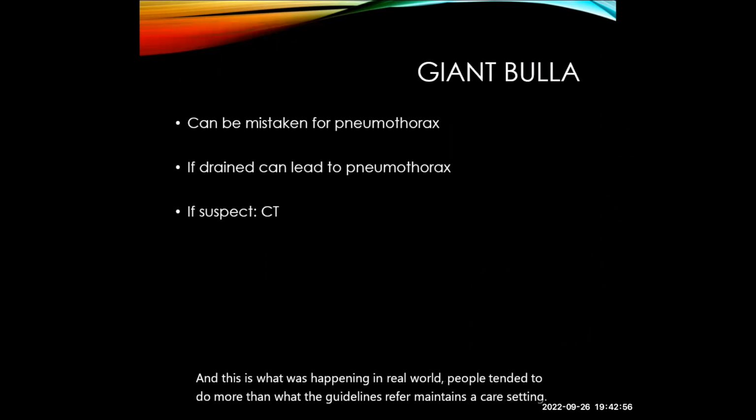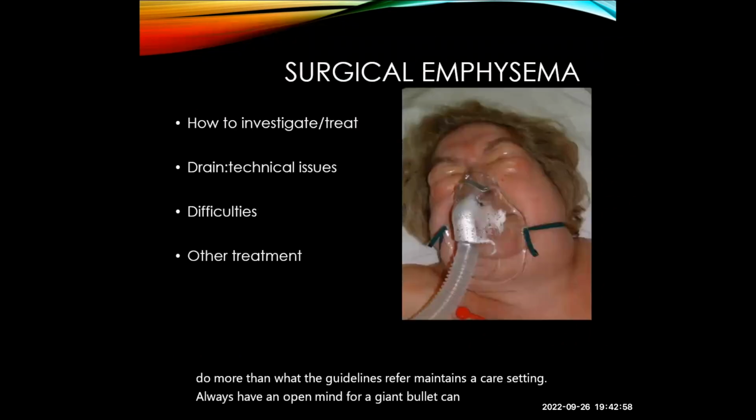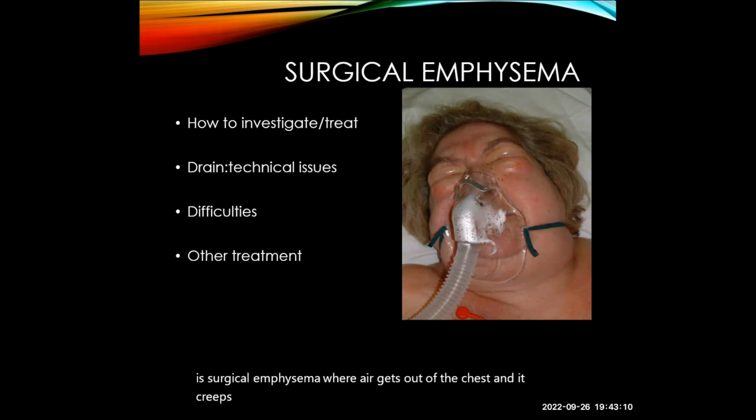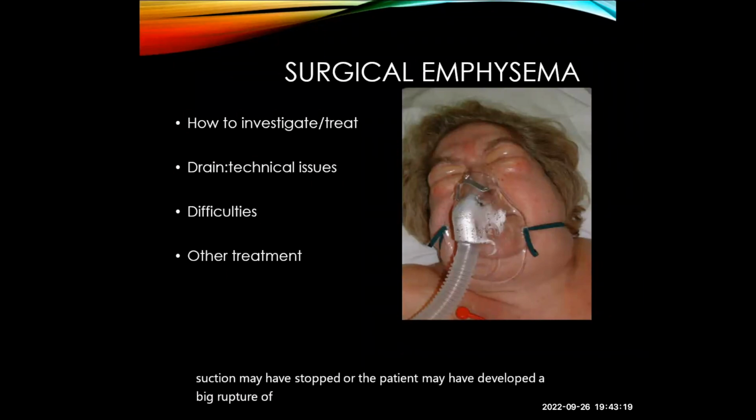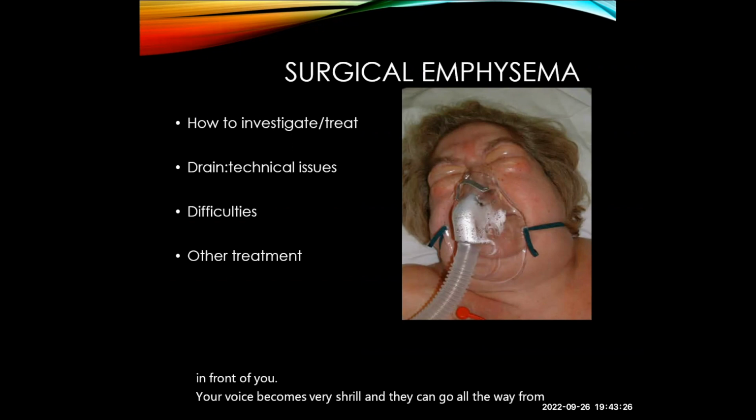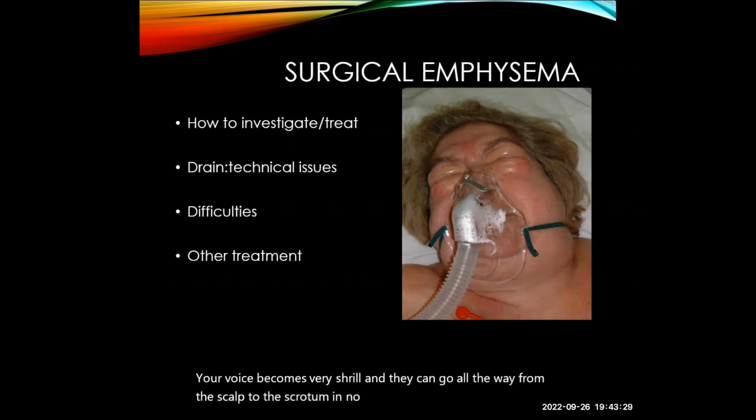Always have an open mind for a giant bulla. It can be mistaken for a pneumothorax. The other big problem you will have with secondary pneumothorax is that patients will end up with this. This is surgical emphysema, where air gets out of the chest and creeps under the skin. The drain may have got blocked, the suction may have stopped, or the patient may have developed a big rupture of a bulla. They just blow up like the Michelin man or woman in front of you. Their voice becomes very shrill, and they can go all the way from the scalp to the scrotum in no time. So be mindful of this and you need to remedy it.